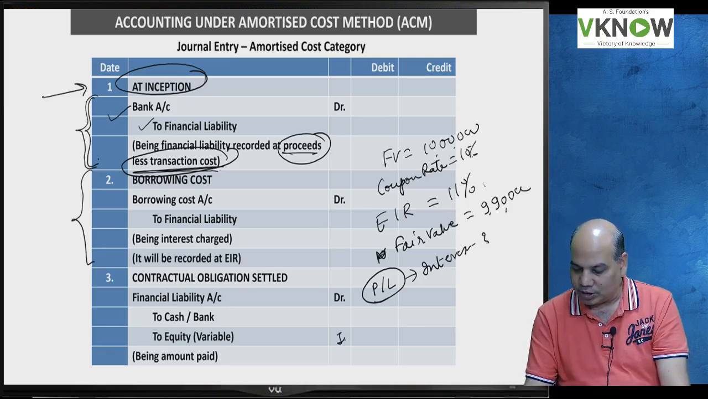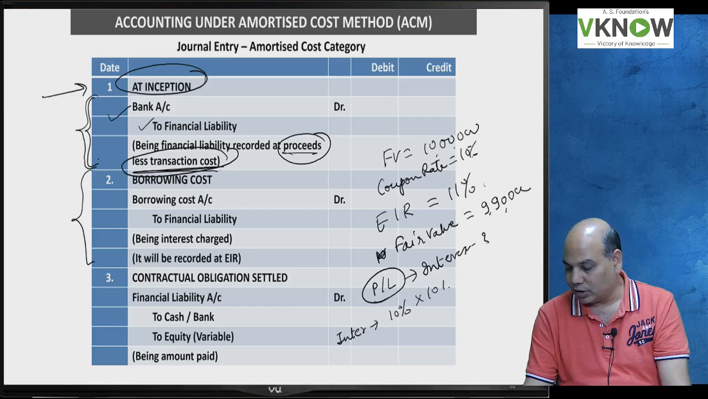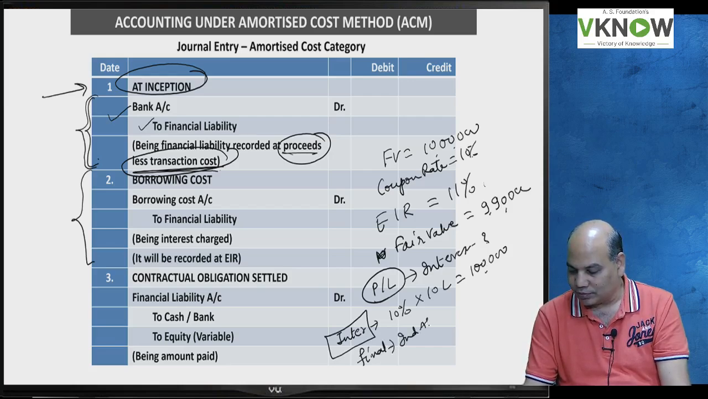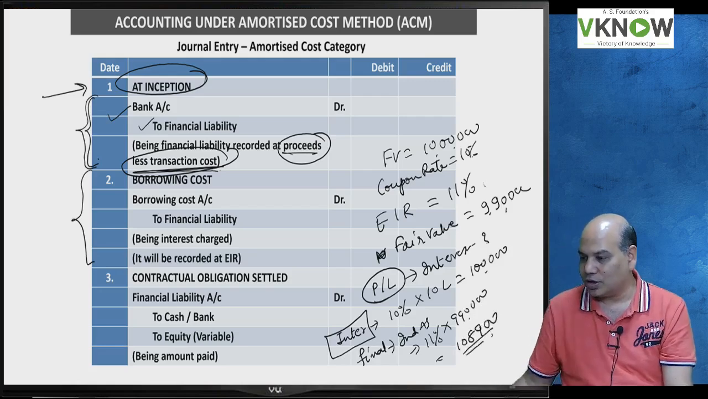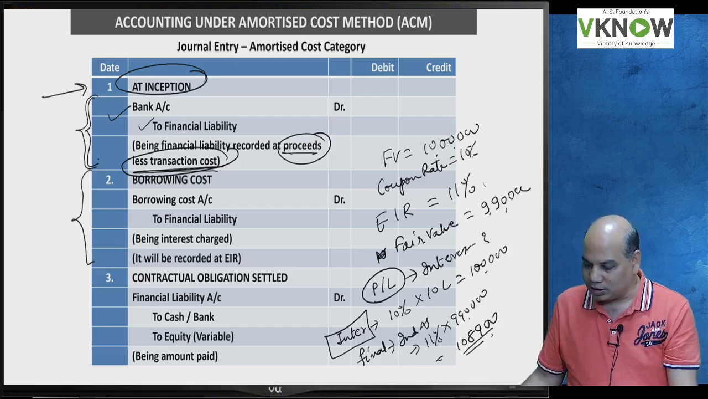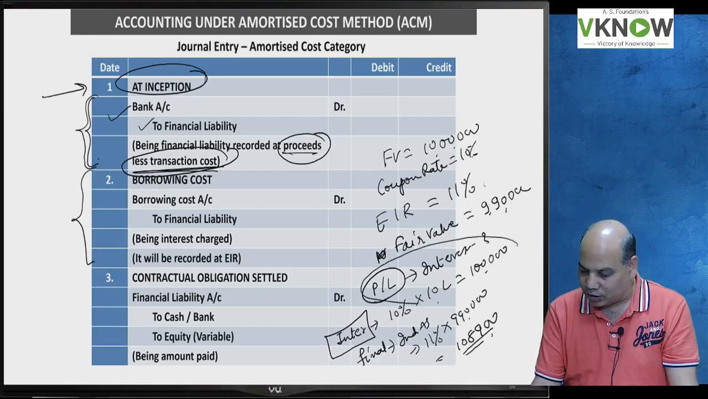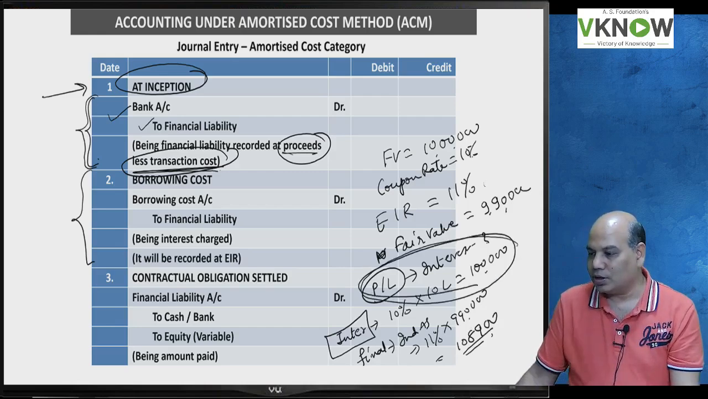If you are an intermediate student, you will say 10% of 10 lakh, 1 lakh. The final student who has learned Ind AS will say 11% of 9,90,000. So that is how much? He will record 1,08,000 as expense in the P&L account, but actual payment is 1 lakh.